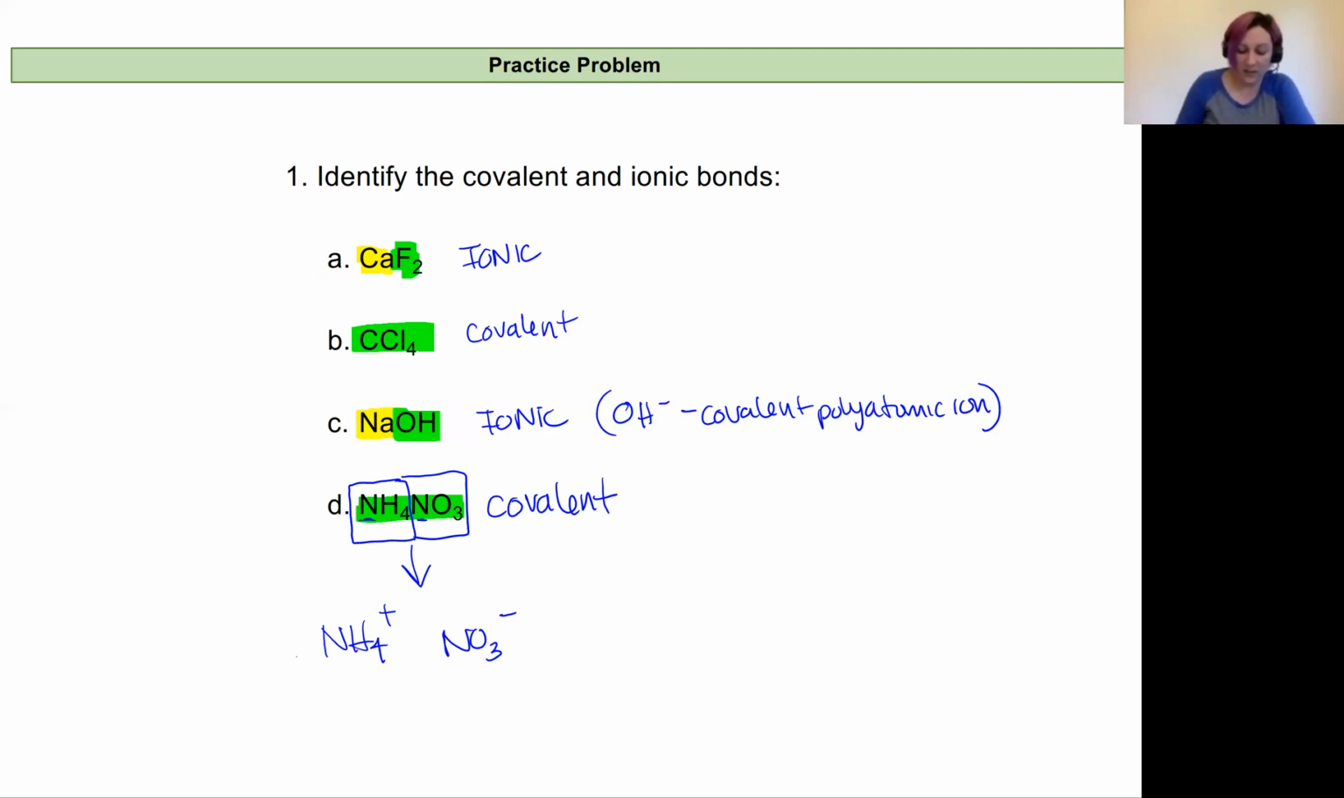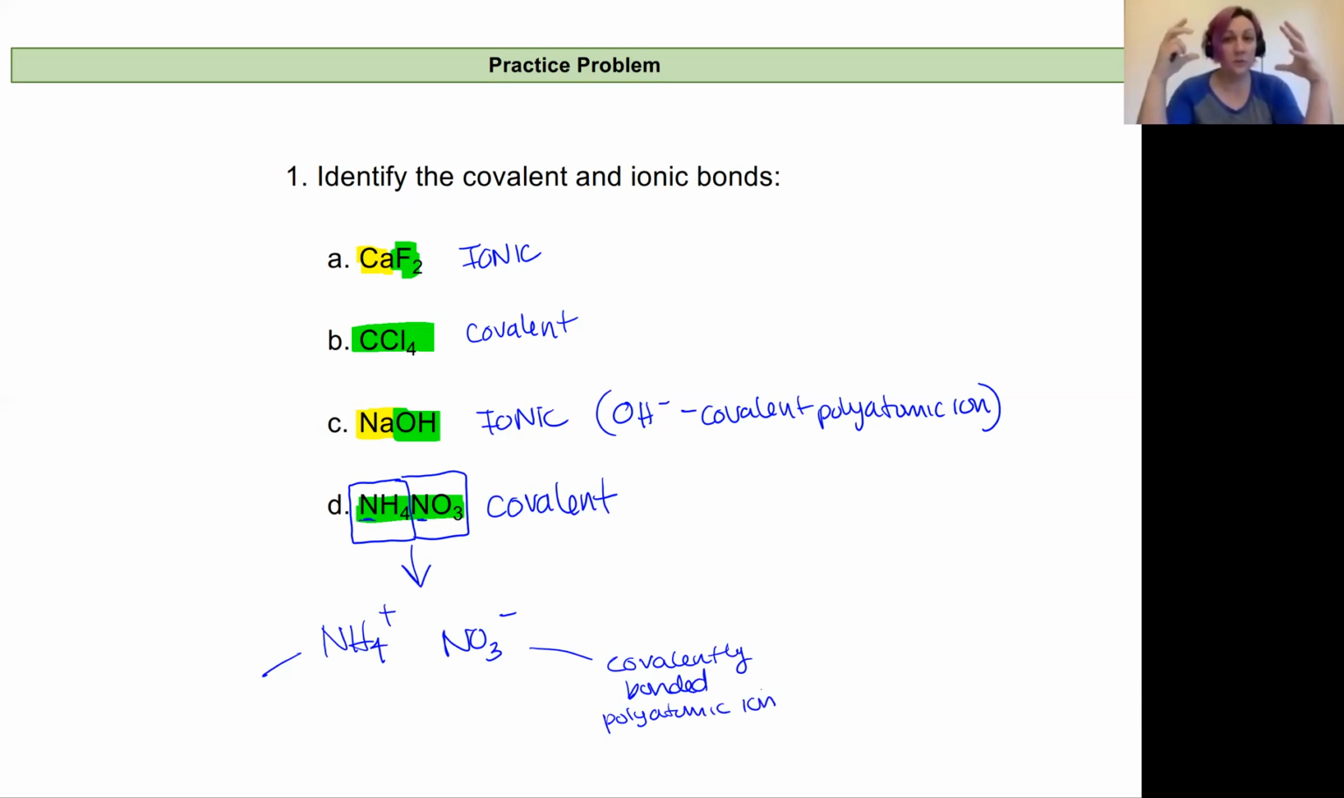anion. And so each of these are covalently bonded within the polyatomic ion. But when they come together, they're 2 charged molecules and they'll form an ionic bond. Right? And so this one's kind of our special exception in these.